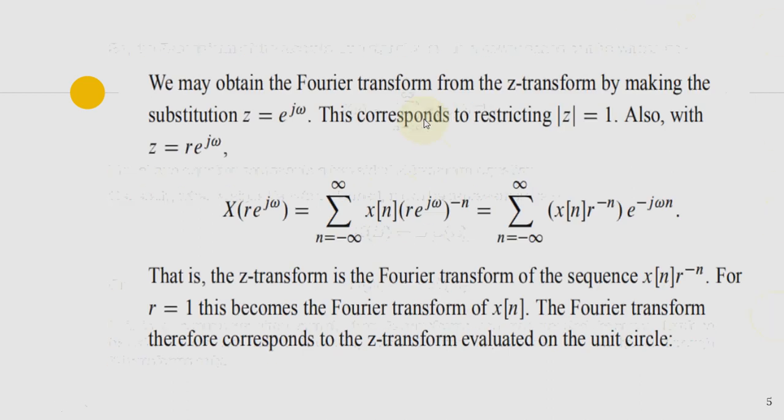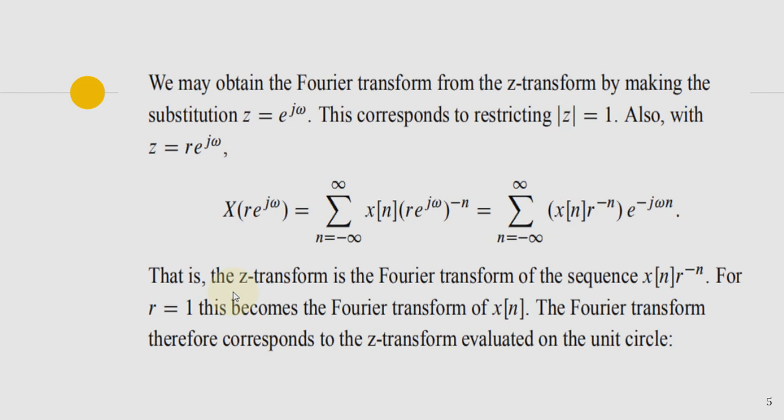you will get X of r e raised to j omega equal to summation n equal to minus infinity to infinity x of n into r e raised to j omega raised to minus n. That is equal to summation n equal to minus infinity to infinity x of n into r raised to minus n into e raised to minus j omega n. And this means the Z transform is the Fourier transform of the sequence x of n into r raised to minus n. For r equal to 1, this becomes the Fourier transform of x of n.